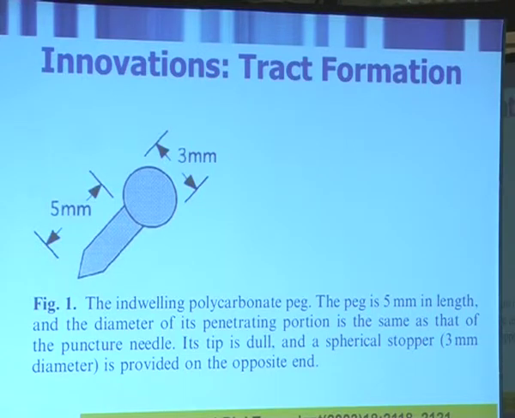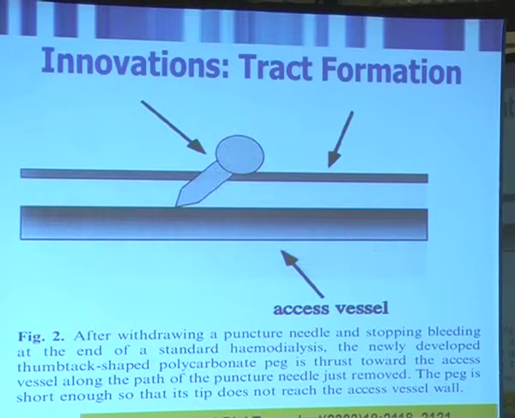Now we are talking more and more about buttonhole technique even in dialysis units, so few innovations have come in. This one is from Japan, and what they have is a pegylated polycarbonate peg, which has the same diameter as that of an AV fistula needle, but which has a blunt end. Once you remove the sharp needle in the initial sessions, you put in this polycarbonate peg, and this just abuts the vessel wall.